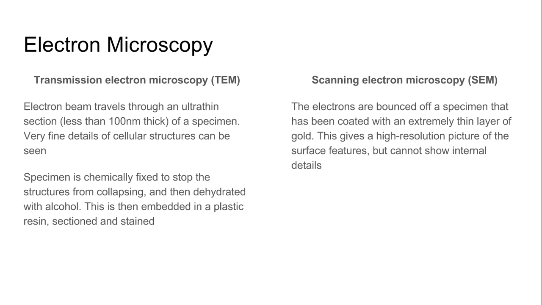And then the other is the scanning electron microscope, in which electrons bounce off a specimen, but this specimen again has to be dead because it's been coated with a thin layer of gold, which produces a high resolution picture of surface features. However, it doesn't show internal details.